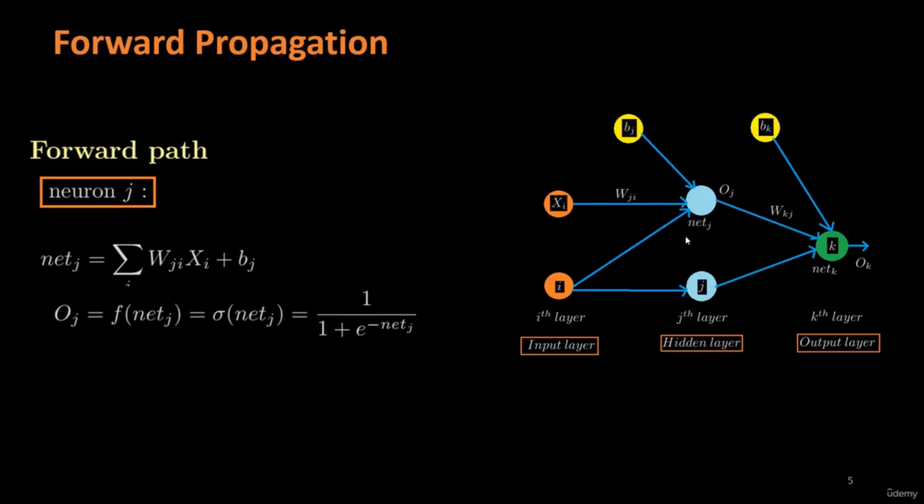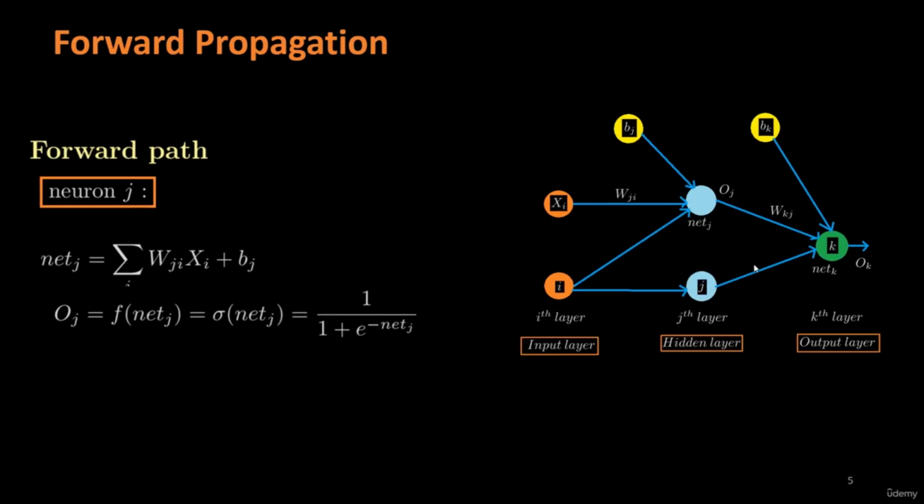Okay, after calculating net j, what is o j? So o j is the activation function of net j. So here, if we are using a sigmoid activation function, then o j is the sigmoid of net j. And we know that according to the equation of sigmoid, it is 1 over 1 plus e raised to the power minus x. Since here we are calculating the sigmoid of net j, instead of x we have net j. So this is the equation for the neuron which is present at the hidden layer. This is the equation which we obtained in going forward.